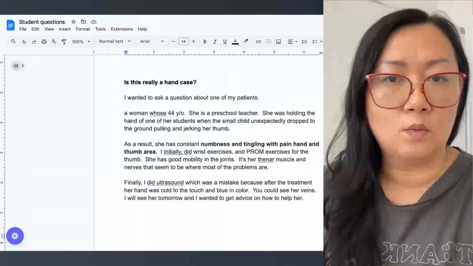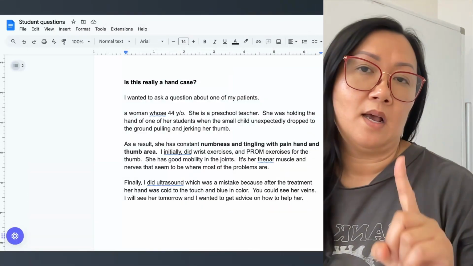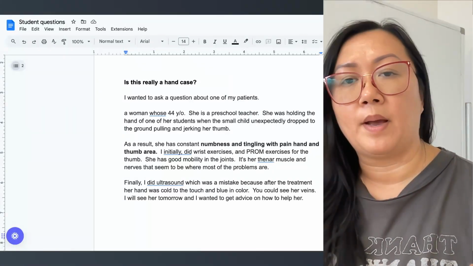And so we're going to discuss a case today that has to do with someone who got injured and they have thumb and hand pain. So let me share with you the question so you can see it for yourself. And then we're going to discuss it. So is this really a hand case is what I want to encourage you to think about, right?